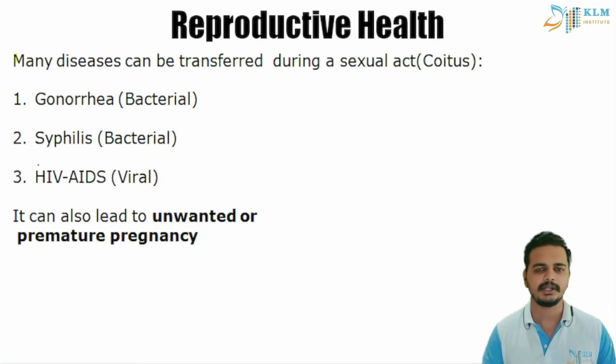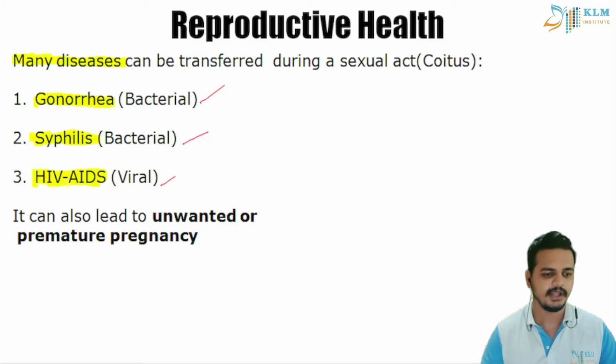Very important topic for our teenage life or middle-aged students is reproductive health. You can see here many diseases such as gonorrhea, syphilis, or HIV/AIDS can be transmitted through sexual acts. Some of these are bacterial: gonorrhea is bacterial, syphilis is bacterial, and some of these are viral, such as HIV/AIDS. What do you do to prevent such diseases? Also, it can lead to unwanted pregnancy or premature pregnancy.